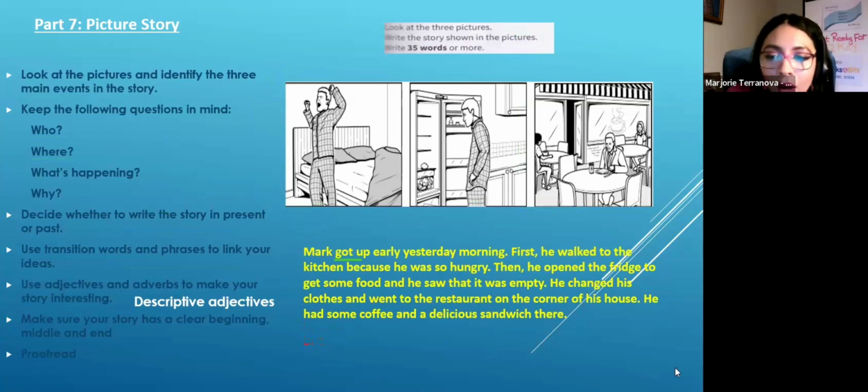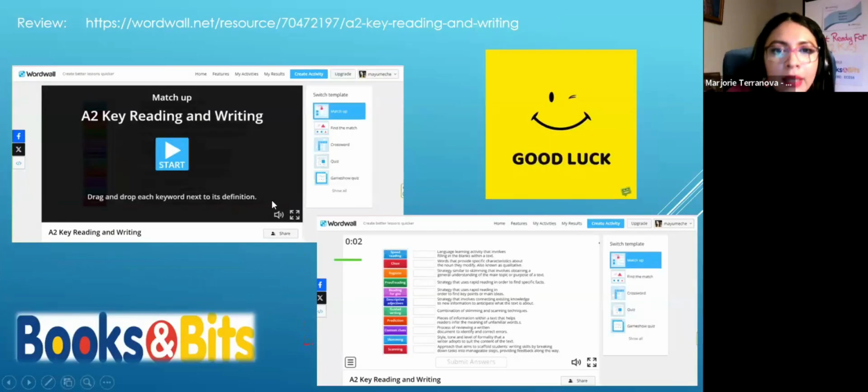So now I'm pretty sure that everybody has different devices. I'm going to give you an activity just to see if you remember some of the points that we have discussed today. And also, because I would like you to see how you can use this activity with your students in class. This is from another website that I love using. The name is WordWall. And here it is. It's in the chat.